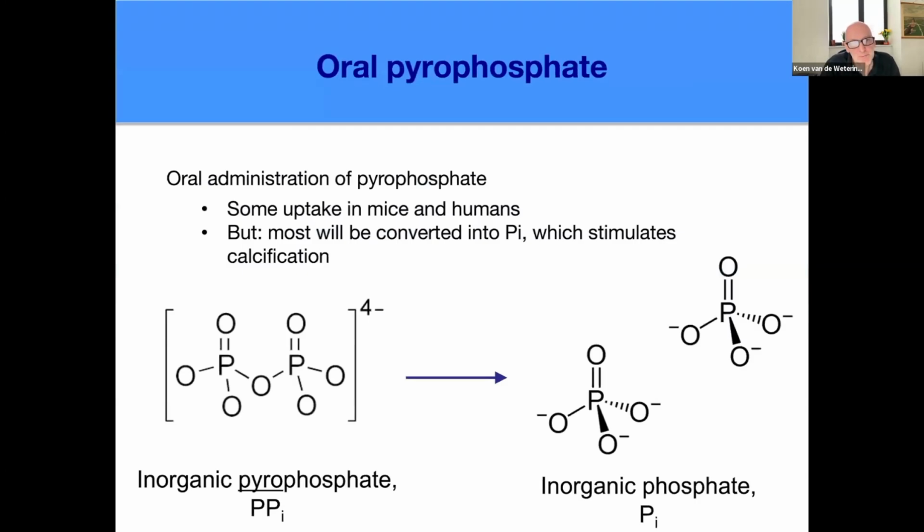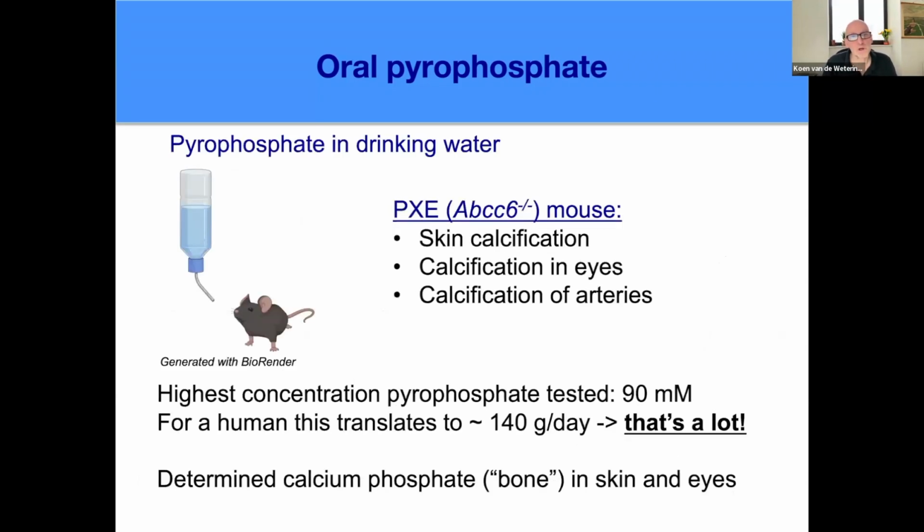And as said, we have shown in the past that there is some uptake in mice and humans, but most of it will be converted into inorganic phosphate. So inorganic phosphate might combine with calcium to form calcium phosphate precipitates in soft connective tissues. I've had this hypothesis for quite some time, and now we decided to put this to the test.